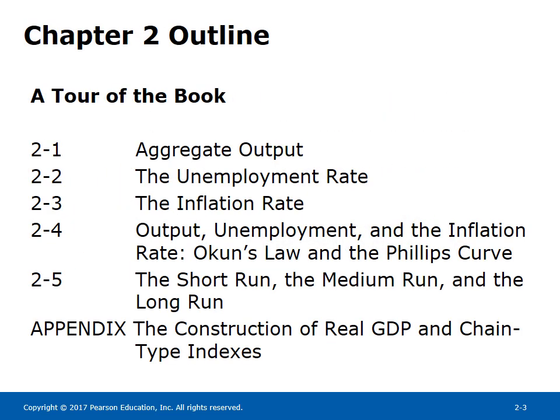Chapter 2 Outline. Section 2-1 looks at output. Section 2-2 looks at the unemployment rate. Section 2-3 looks at the inflation rate. Section 2-4 introduces two important relations between these three variables: Okun's law and the Phillips curve. Section 2-5 then introduces the three central concepts around which the book is organized: the short run, the medium run, and the long run.